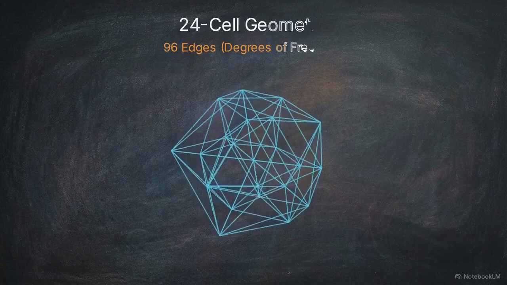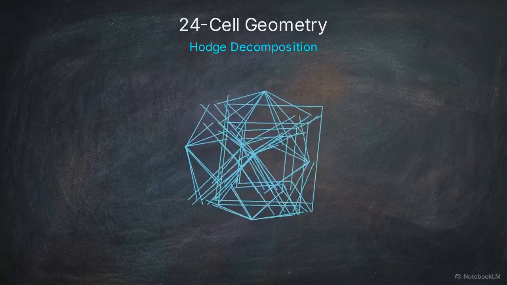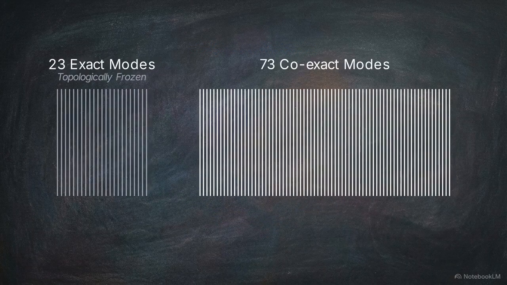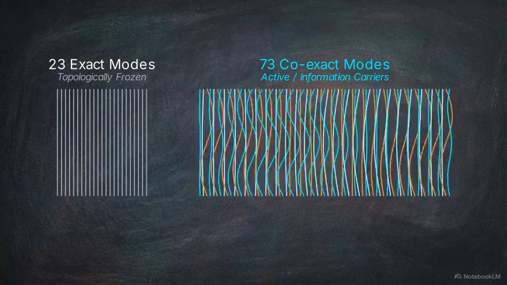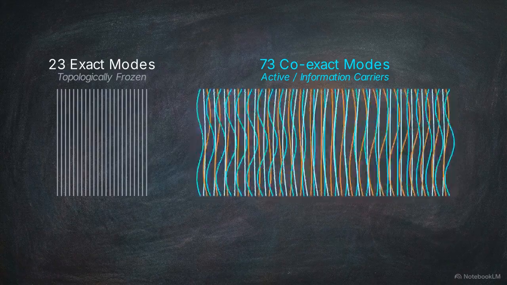To understand how information propagates, we apply the Hodge decomposition to these 96 edges to separate their modes of vibration. The 96 dimensions split definitively. 23 become exact modes, topologically frozen, unable to palpitate. This leaves exactly 73 active coexact modes.